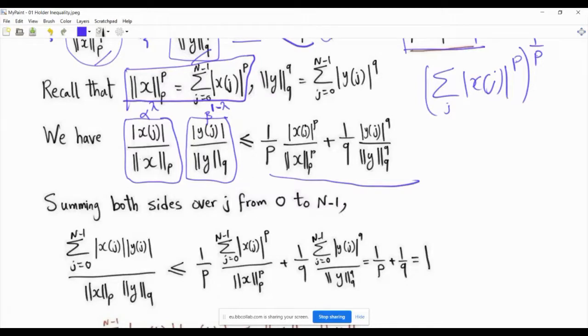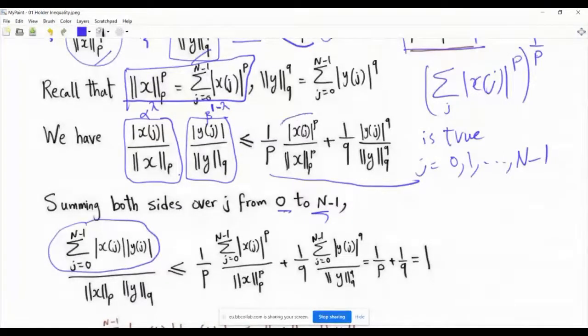Now what you do is that you sum. Again, this inequality is true for j equals 0 and 1 up to the last component in each vector, which is n minus 1. And you can simply sum those inequalities, so you sum from 0 to n minus 1. When you do so, this is what you get on the left-hand side.